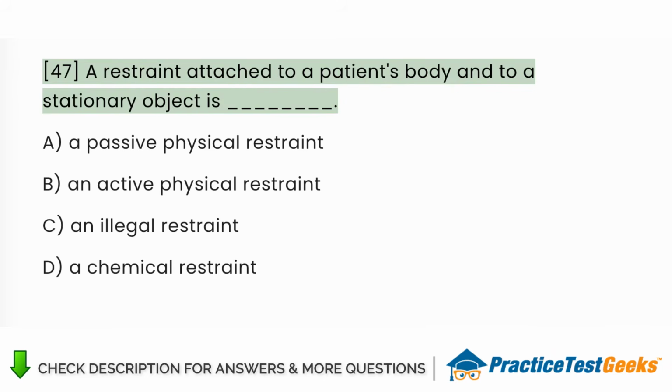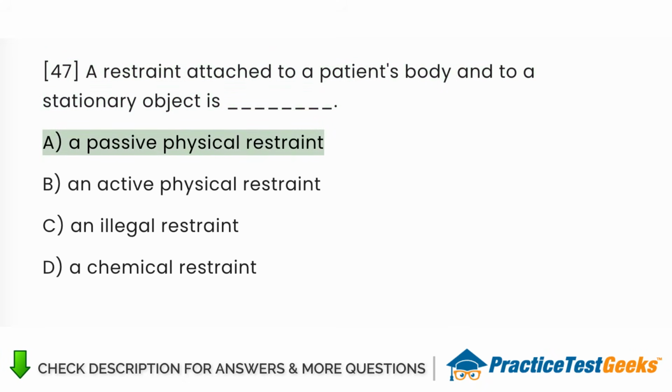A restraint attached to a patient's body and to a stationary object is A. A passive physical restraint. B. An active physical restraint. C. An illegal restraint. D. A chemical restraint.